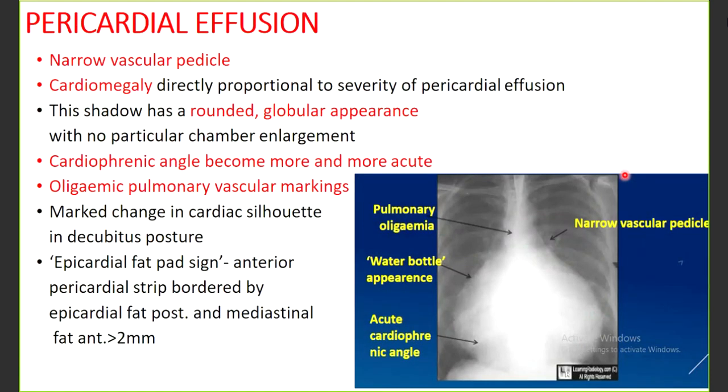Now, sometimes you see extensive cardiomegaly, especially in pericardial effusion. So, how do we identify that? There will be obviously cardiomegaly. It will give a rounded globular appearance with very sharp edges here. The cardiophrenic angle will become more and more acute as the effusion goes on increasing, and the pulmonary vascular markings will become more and more oligemic, because as the pericardial effusion increases, we know that there will be collapse of the RA and RV, and hence there will be diminished filling of the right ventricle, and hence obviously the pulmonary blood flow will be less.